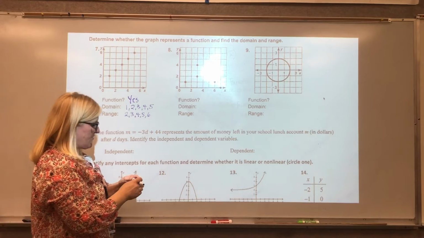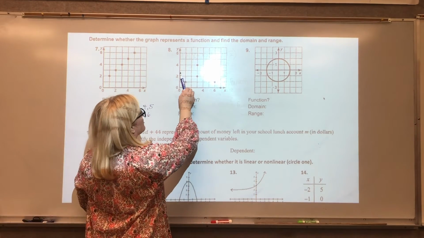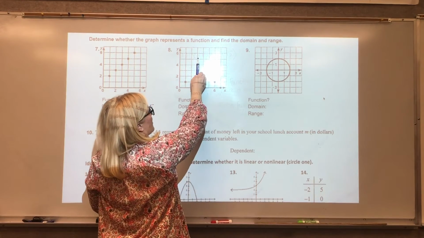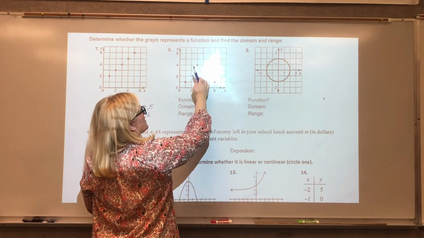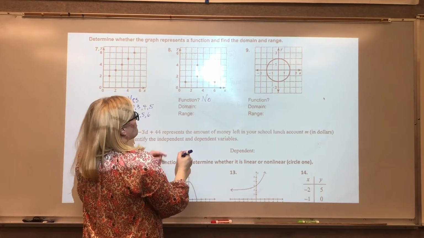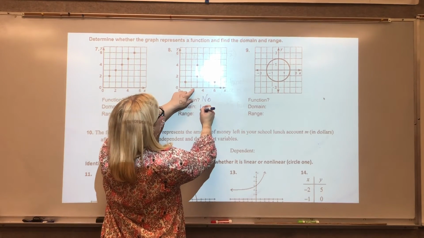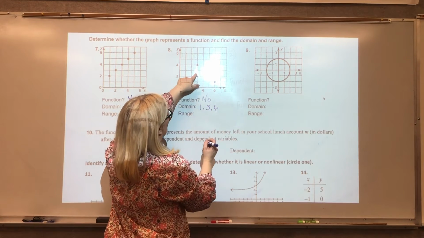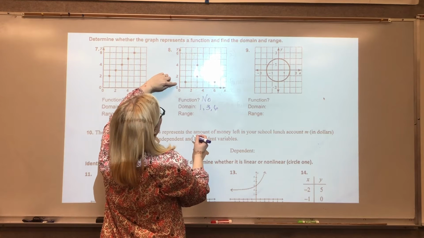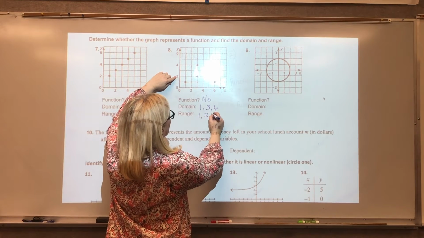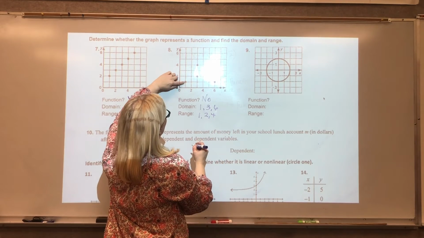All right, is this a function? Okay, I use my vertical line test again, and no, it isn't, because my vertical line passes through two different points here. So is this a function? No. My domain is 1, 3, and 6. Okay, here are my x values. My y values are 1, 2, and 4. Okay, so I'm looking this direction.